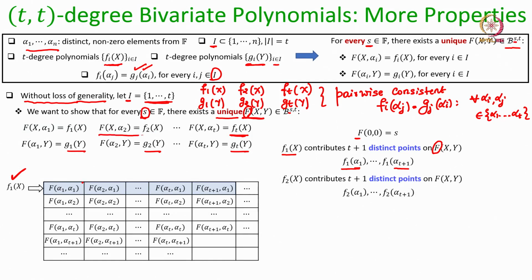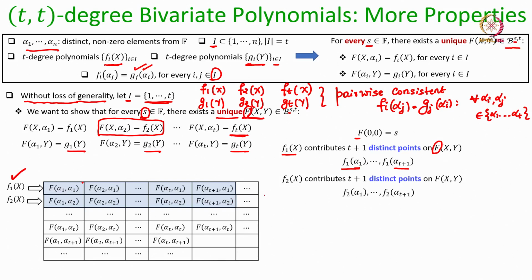Namely, you want that unknown bivariate polynomial when evaluated at y equal to alpha 2 should give you f 2 x. Now, f 2 x is given to you, and if f 2 x is given to you, then you are basically given the second highlighted row here, because you can evaluate f 2 at x equal to alpha 1, x equal to alpha 2, x equal to alpha 3, up to x equal to alpha sub t plus 1.